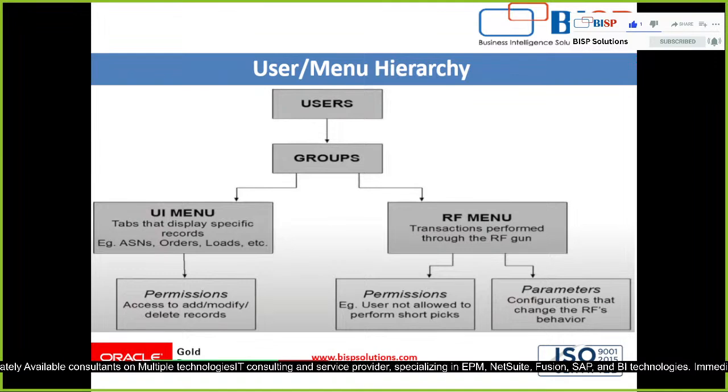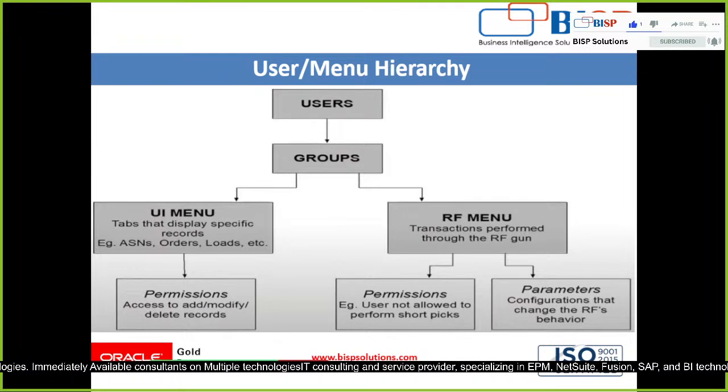RF gun is nothing but a radio frequency gun, right? So in the RF menu, we can configure our permission. For example, a user is not allowed to perform short picks, and on the other hand, the parameter. So the screen has specific parameter configuration, and based on this configuration you have a view on the RF device of how it works and how this RF gun behaves, right? In the same way, we provide the permission on the UI menu, right? So this is the user.